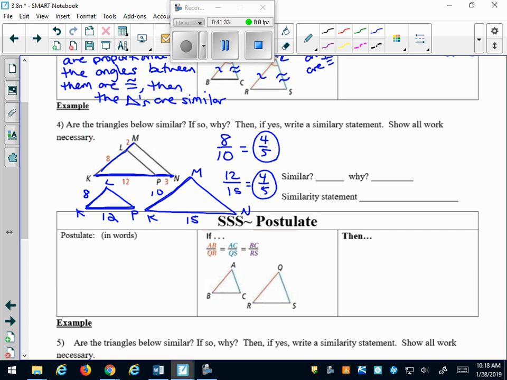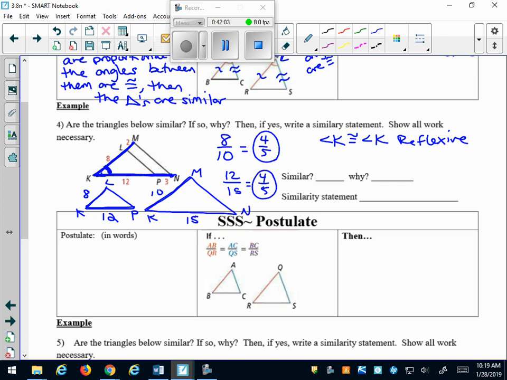What else do we need to check? The angle between those two sides. What angle is between these two sides? These two sides and these two sides. It's the same angle, right? So angle K is congruent to angle K by the reflexive property. Remember, anytime you have overlapping triangles, you're looking for maybe a reflexive in there.